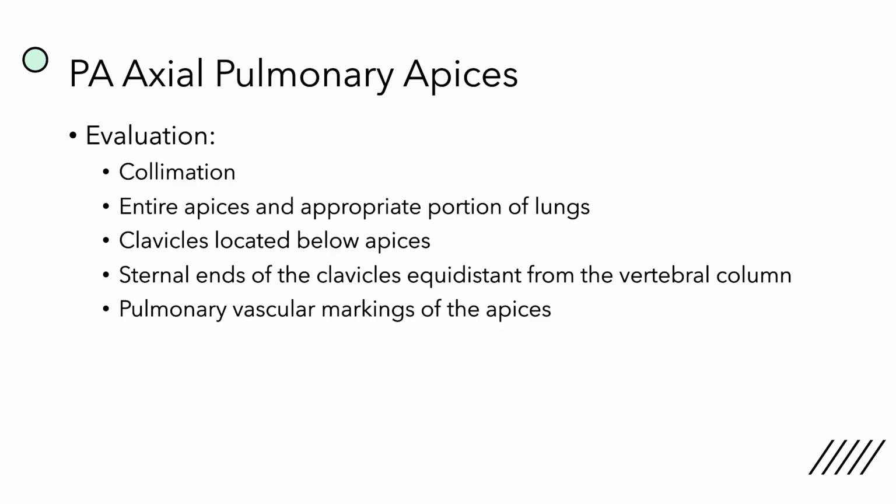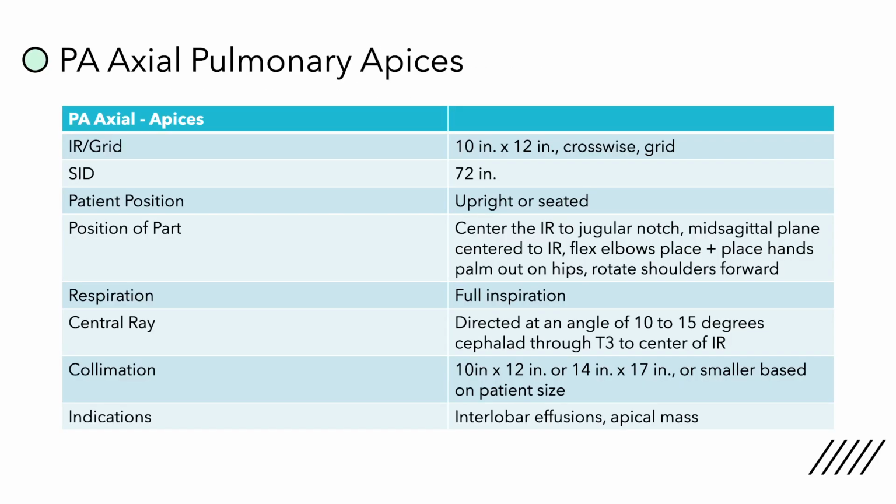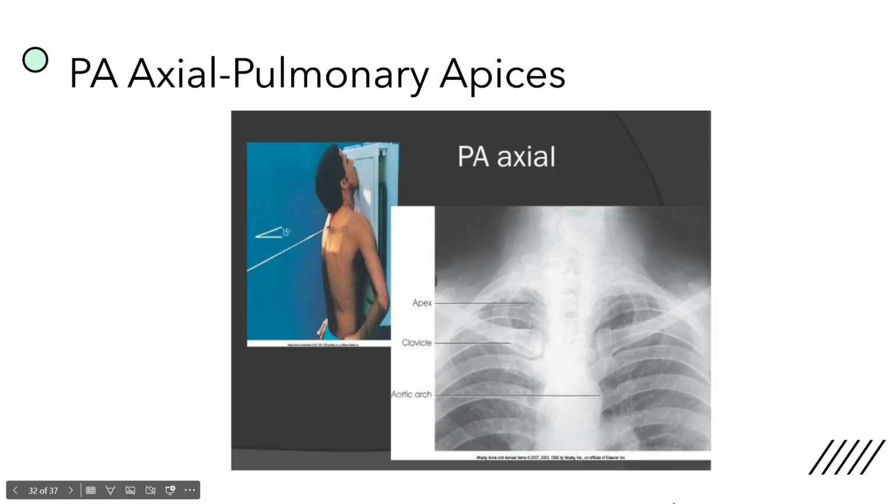So again, collimation should be appropriate. We should see the entire apices in the appropriate portion of lungs. We don't need to see the entirety of the lungs. So this is a case that although you're going to be using one standard sized imaging plate, we're going to make sure that we collimate tight. And I'll show you how to do that in lab.